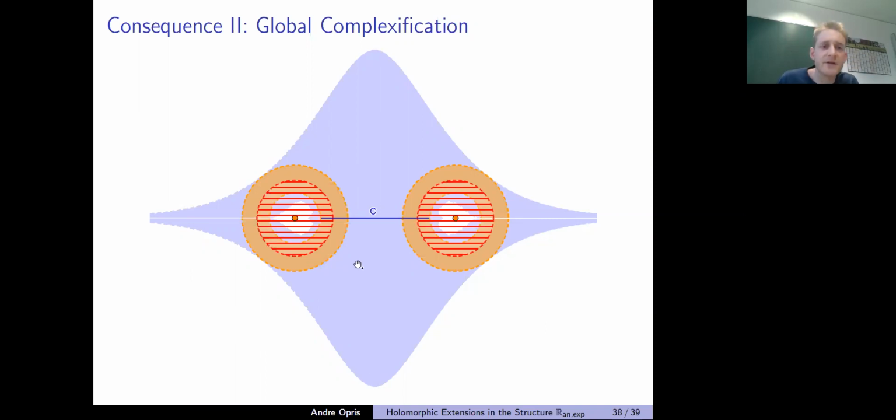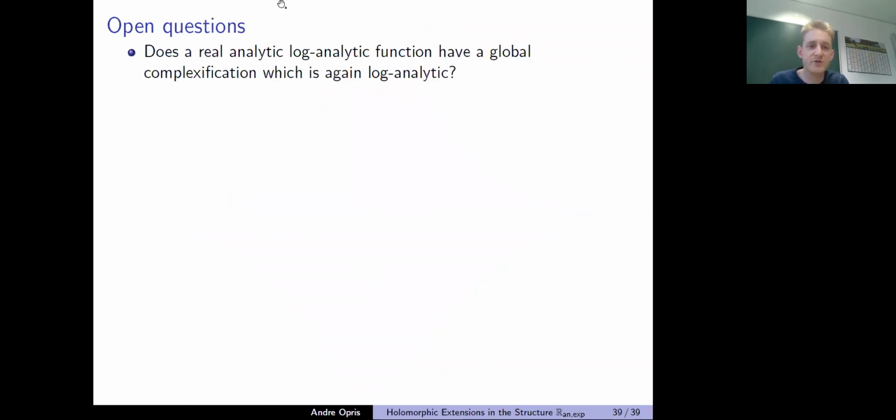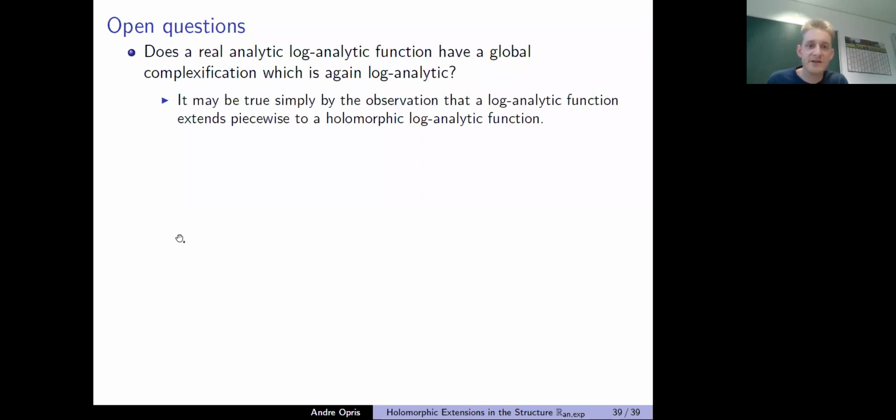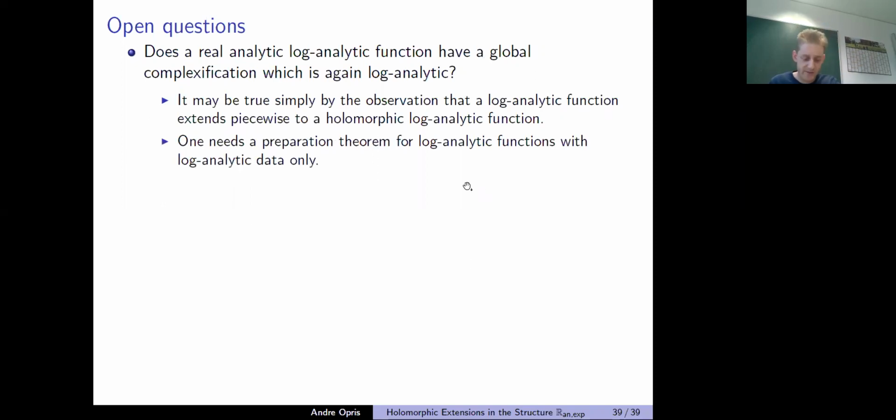And at the end of the talk, I will give you some open questions which arise in this context. The first question would be: does a real analytic log-analytic function have a global complexification which is again log-analytic? We know that you can construct it in this way so that it's restricted log-exp analytic, but what about the log-analytic case? If you look at the simple LAN terms which define such a log-analytic function, then such a function extends piecewise to a holomorphic log-analytic function, but this is not enough. One also needs a preparation theorem for log-analytic functions with log-analytic data only.